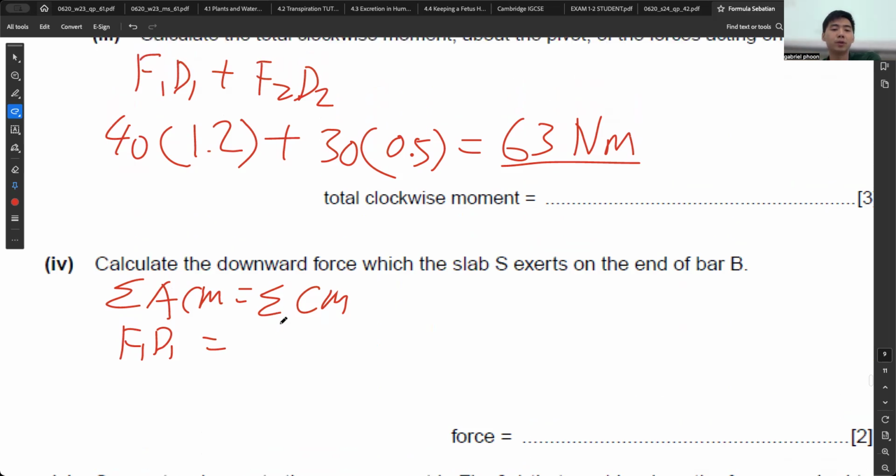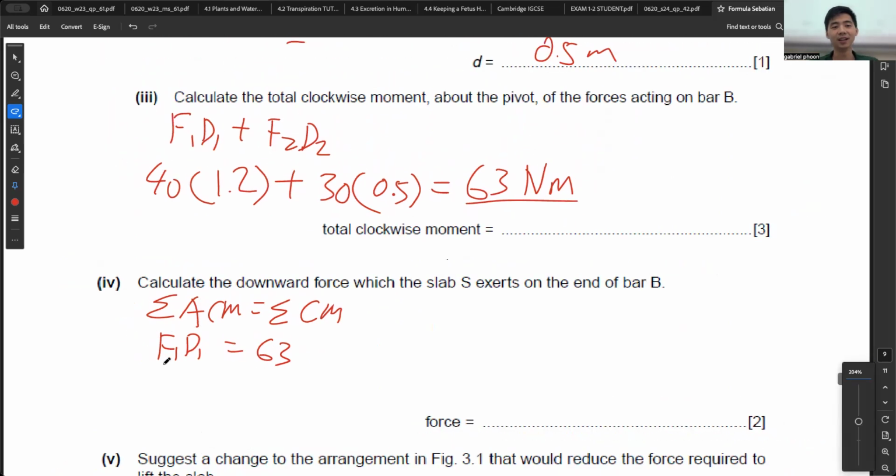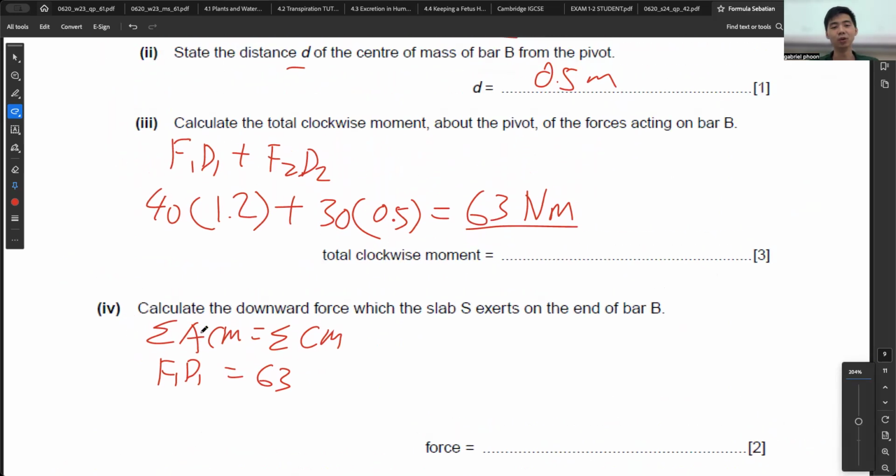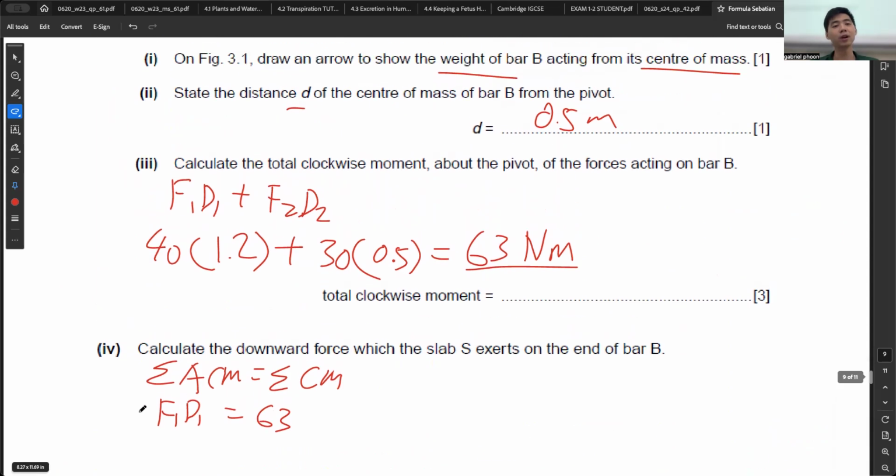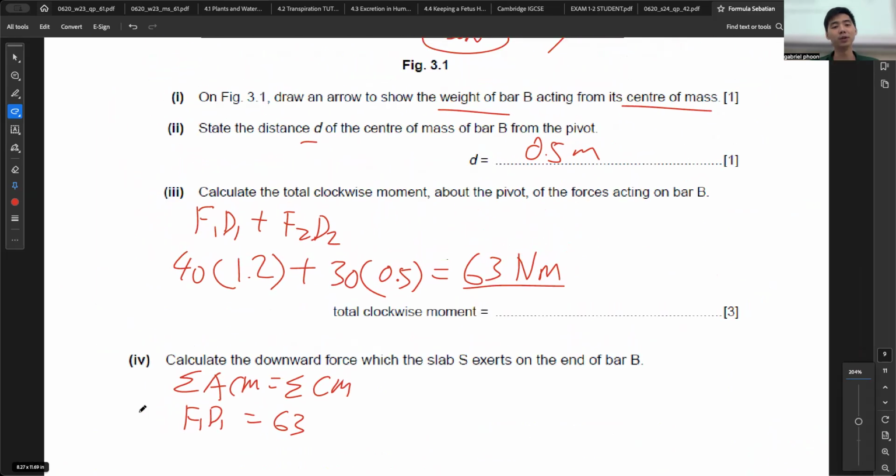How much was the total clockwise moment? 63. Wait, I have to read through again. What's E again now? That is sigma. It's total anti-clockwise moment. Yes, that's sigma. Total anti-clockwise moment equals total clockwise moment. So right now, how do I do it with this information here?